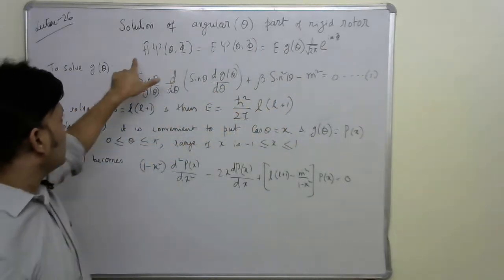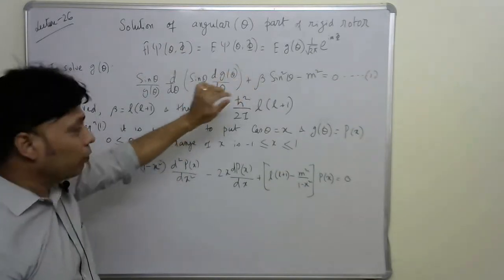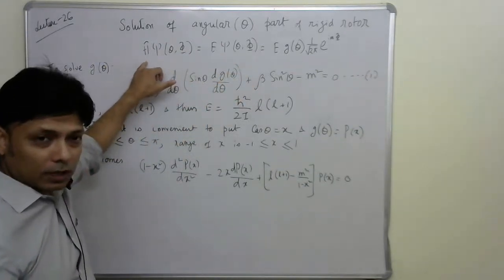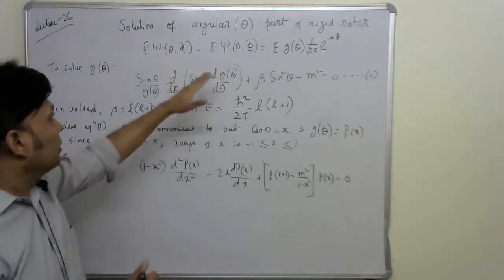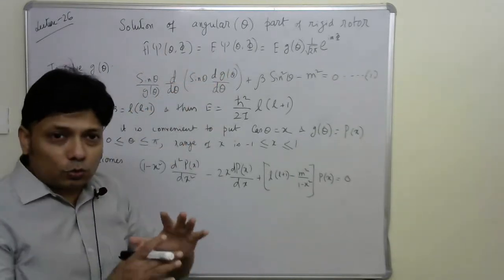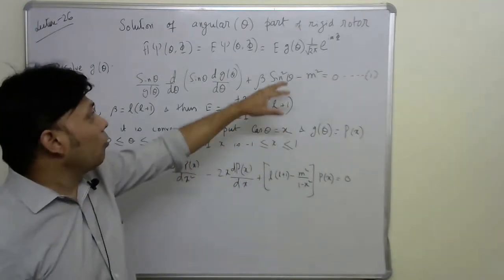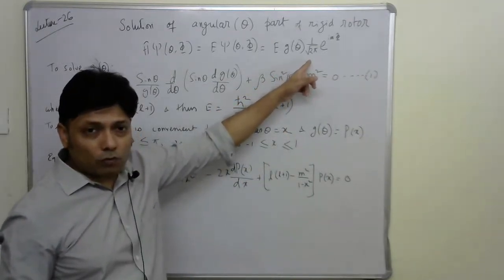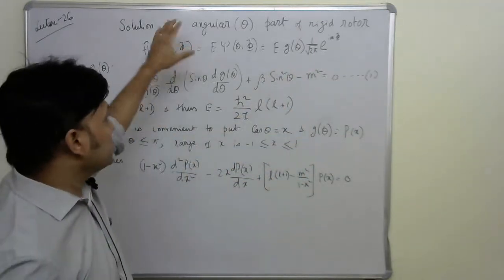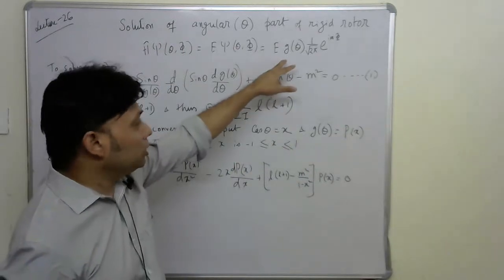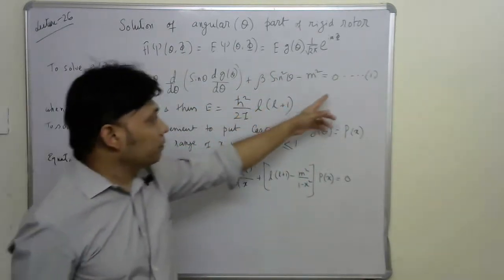In last class we framed the Schrodinger equation for a rigid rotor, and we knew what H cap, the Hamiltonian, stands for. Then we broke psi of theta phi into two independent functions, a function of theta and a function of phi. We have already solved the phi part, which is 1 over root 2 pi e to the power i m phi, and what was left to solve was the g theta part. The g theta part came from such equations.